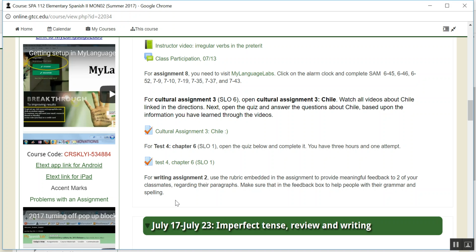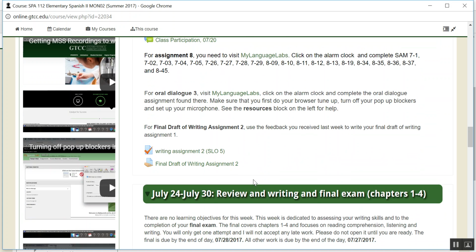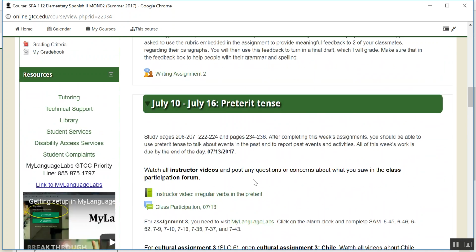So do that, and then when you're done with it, the next week you're going to write your final version, so you'll be able to see what people said about your draft, and from that make the changes necessary to give me the final draft. Okay, and that's everything you have to do for week 6.